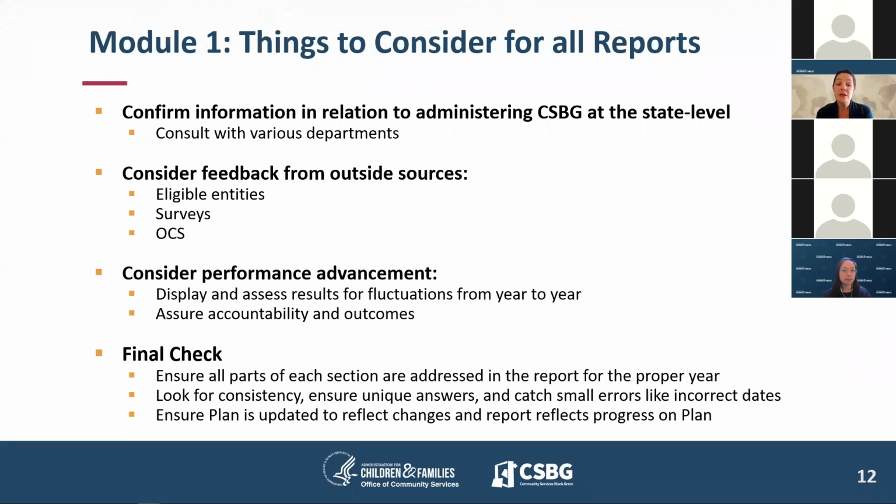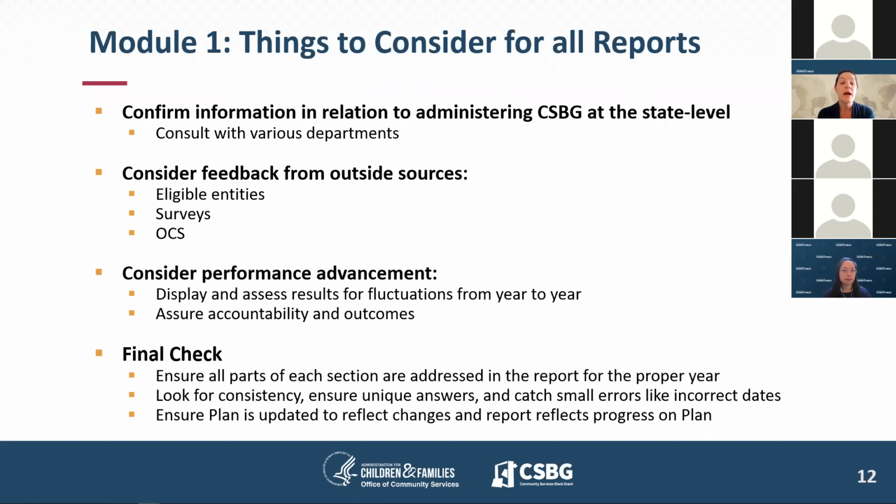You should also consider feedback from outside sources. Obviously, we have the ASCI, and your plan specifically talks about the ASCI. There also might be other feedback from OCS from prior reports. And obviously, your eligible entities have a heavy influence in what you are going to be reporting, and including them in the process is a great idea to make sure you're including everything from your CSBG implementation in your report.